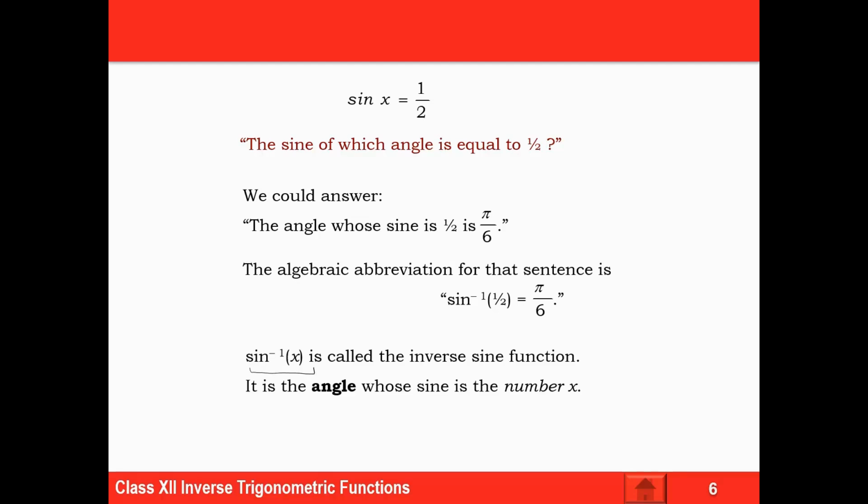So this is the notation for the inverse sine function, and sine inverse x basically denotes the angle for which the value of the sine function is x. Similarly for other trigonometric functions also. For example, cos inverse 1 by root 2. What does it mean? The angle for which the value of the cos function is 1 by root 2 is pi by 4. So cos inverse 1 by root 2 is the angle which is pi by 4.